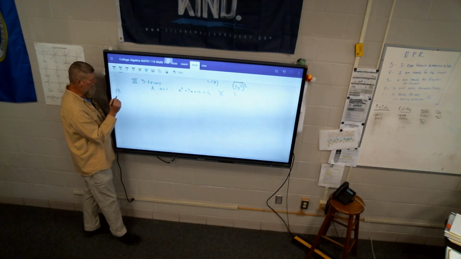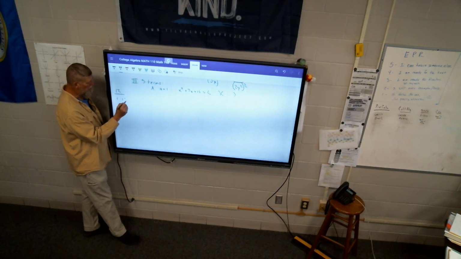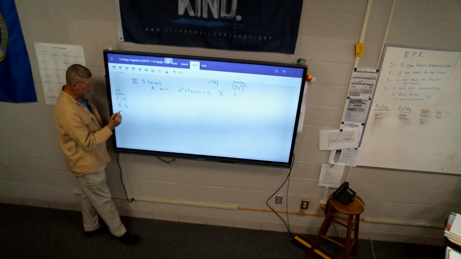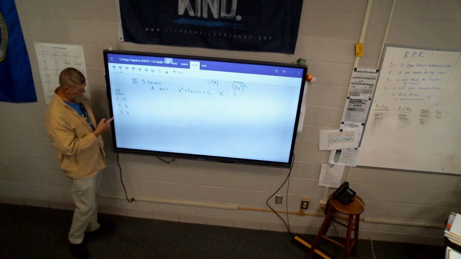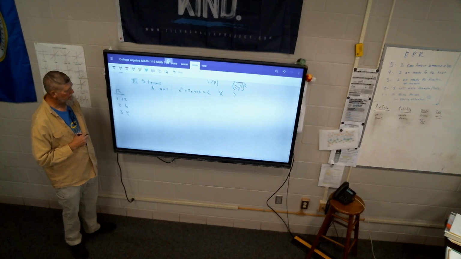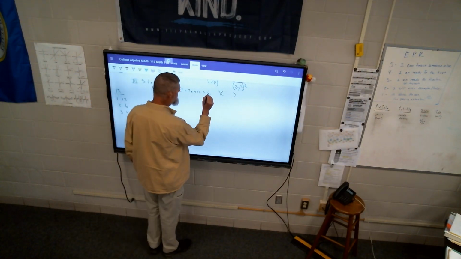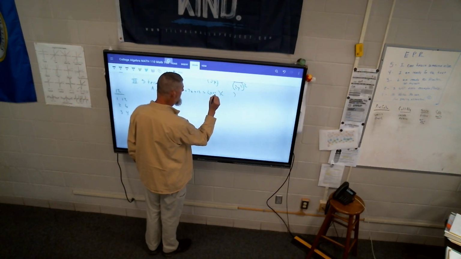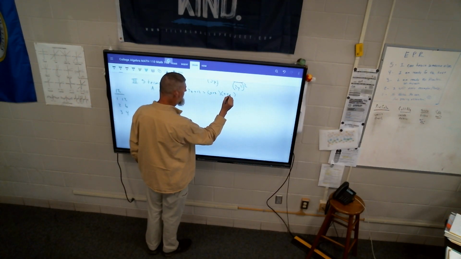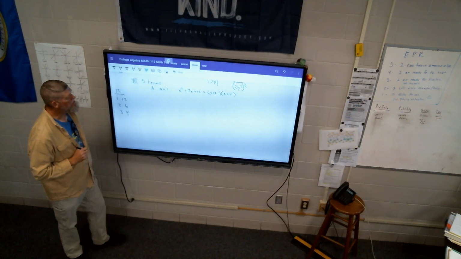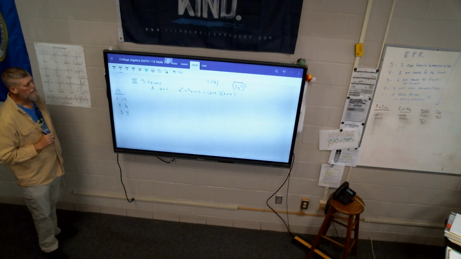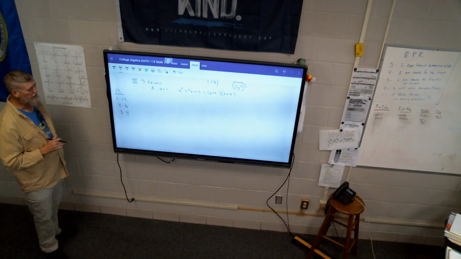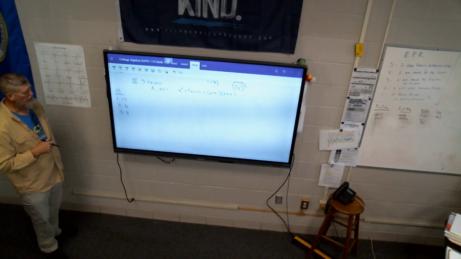So what are my factors of 12? We have 1 times 12, 2 and 6, 3 and 4. So 3 and 4 is my answer because that equals 7. Okay? So I'm going to have x plus 3 and x plus 4. So it's just simply what multiplies is equal to the constant, what adds is equal to the linear.